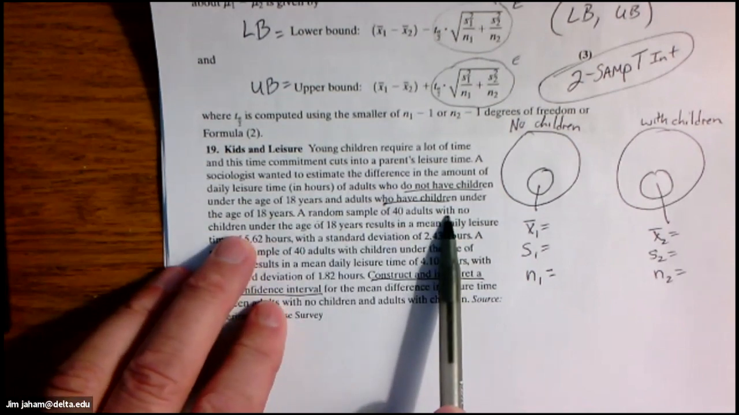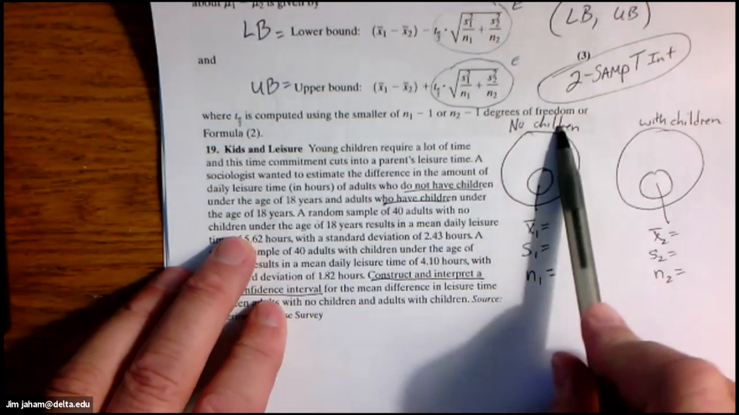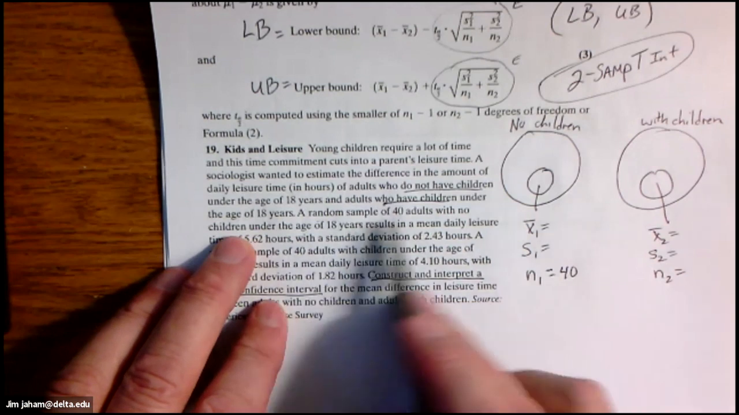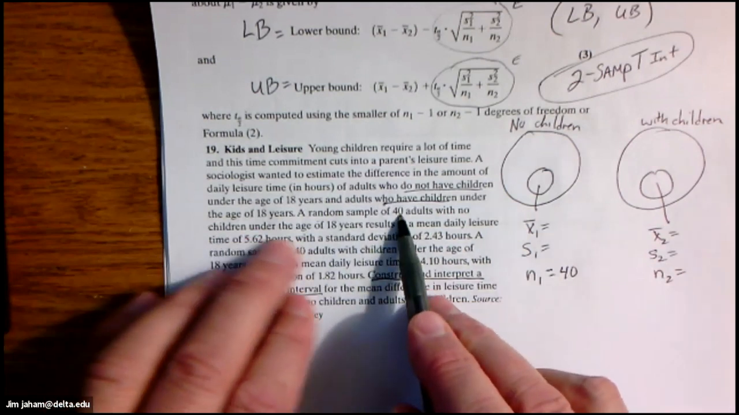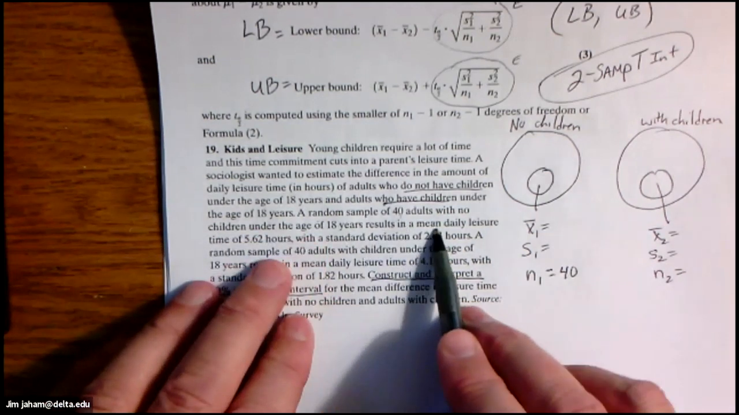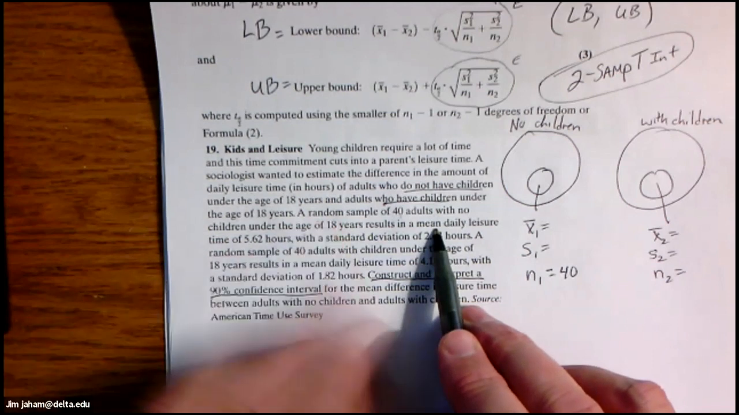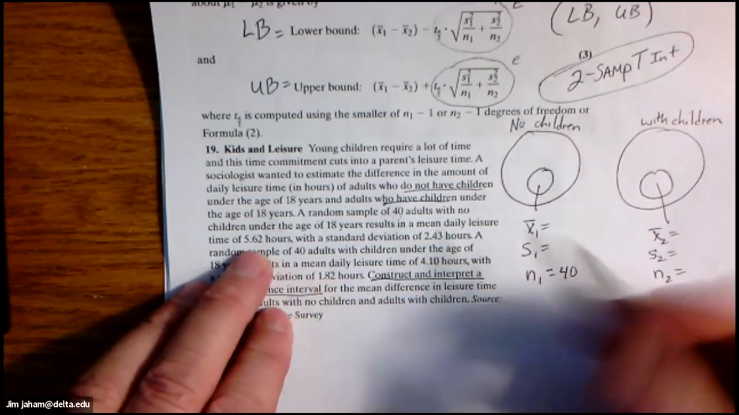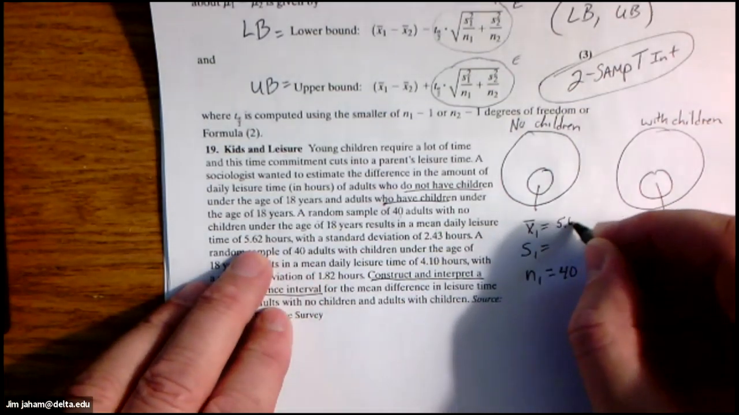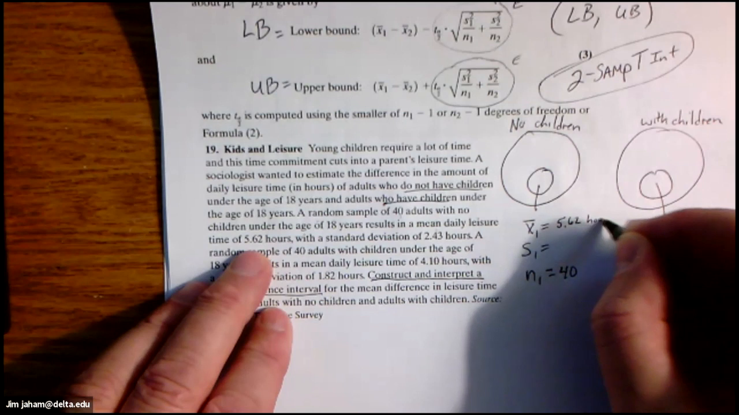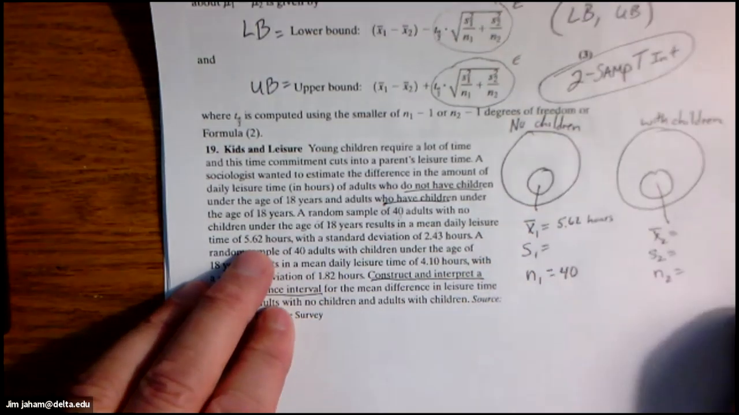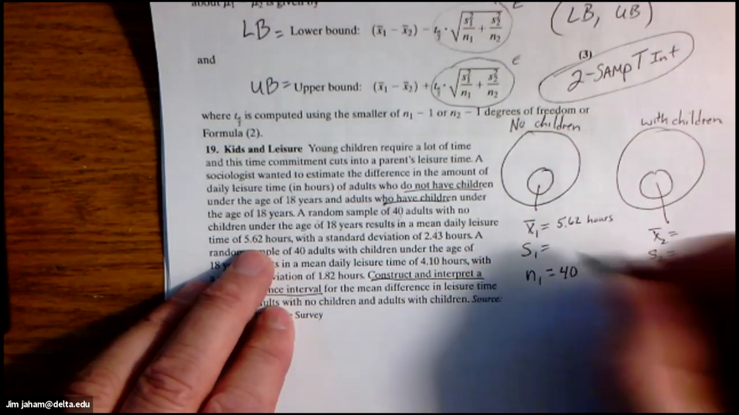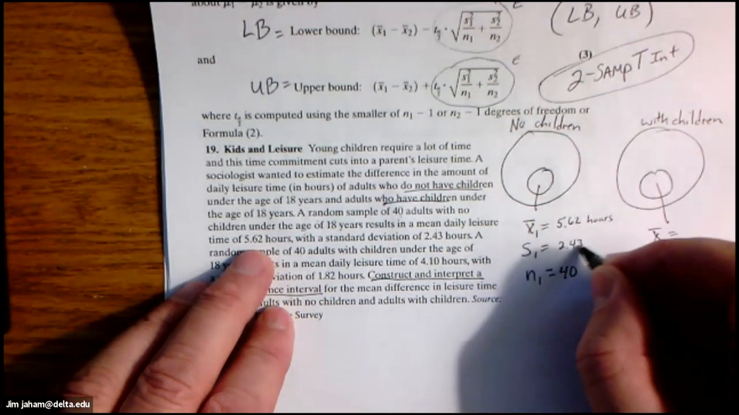Okay, a random sample of 40 adults with no children under the age of 18 results in a mean, so that is the sample mean, 5.62 hours. Very nice. Over 5.5 hours of leisure time. Standard deviation of 2.43 hours.